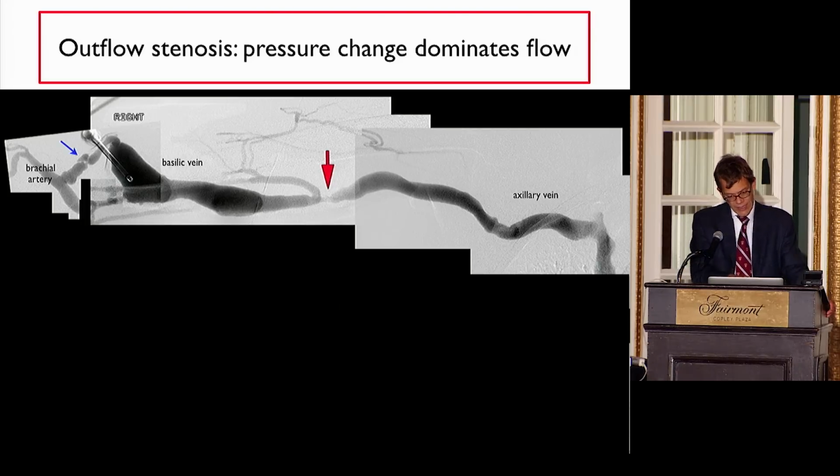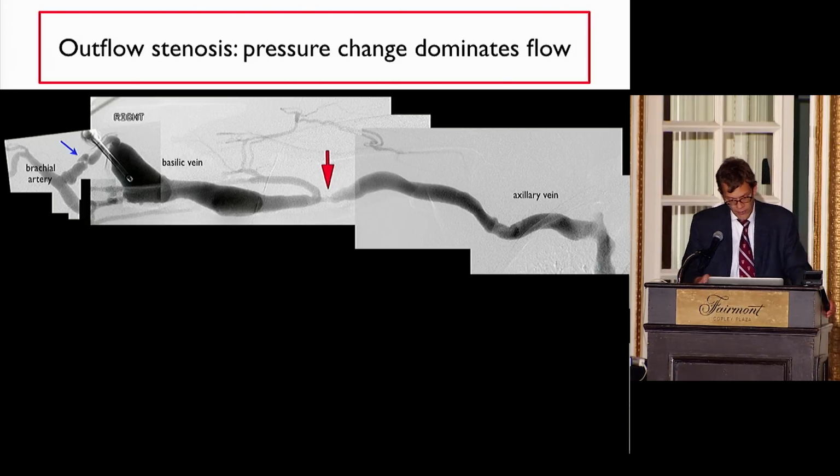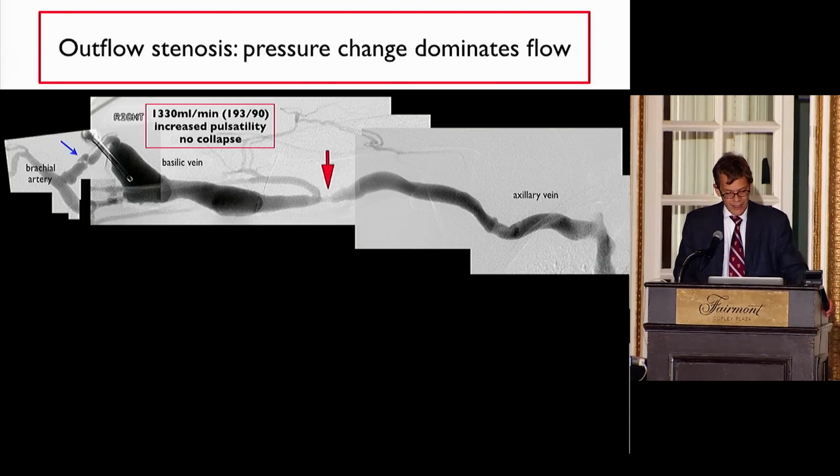If this access presents intermittently with a stenosis in the outflow vein, where then blood is shifted to this parallel pathway, and the blood flow rate is 1,300 with a blood pressure of 193/90. Increased pulsatility, no collapse of the access. The intra-access pressure at this time is arterial, 92. Yeah?